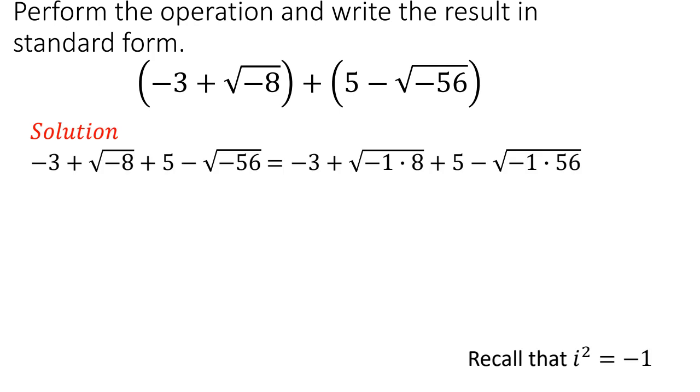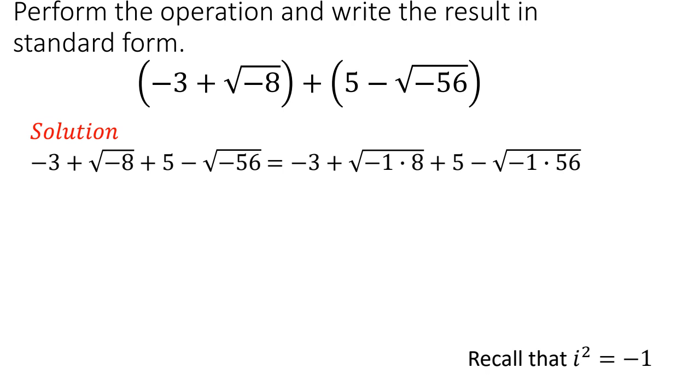One of the things that I like to do is first write the solution. The solution would be real plus real, imaginary plus imaginary. So here we have the real plus real. So we have the -3.